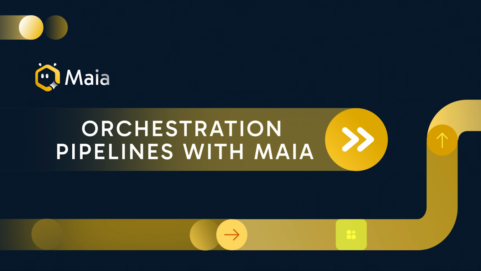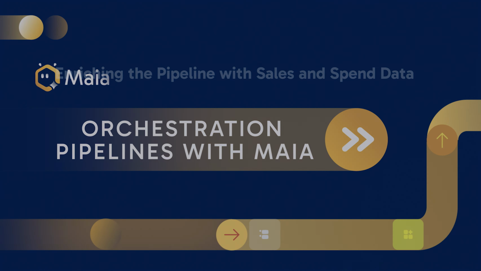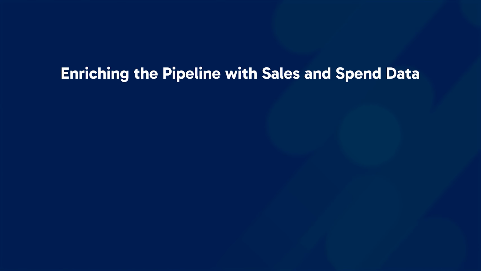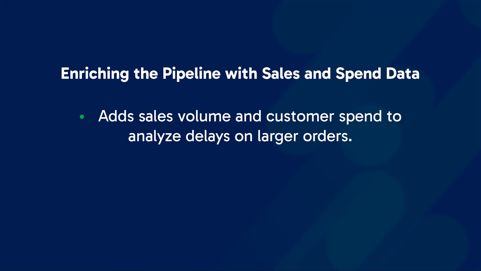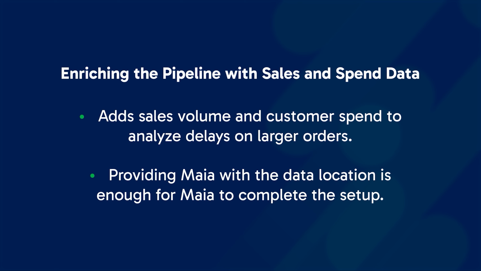In this tutorial, we'll be using Maia, our agentic AI, to build an intelligent orchestration pipeline. This time, we're enhancing the pipeline with additional data on sales volume and annual customer spend, which will later help us analyze delayed deliveries in relation to larger orders. We'll give Maia enough context to complete this task for us. We will let Maia know where the data lives, and Maia will handle the rest.